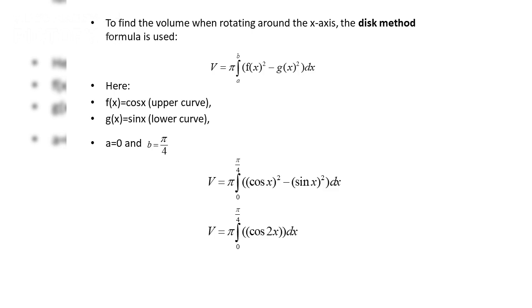To find the volume when rotating around the x-axis, we use the disk method formula, which is given by pi times the integral from a to b of the square of the upper curve minus the square of the lower curve. Here, f(x) equals cos x and g(x) equals sin x, with limits from 0 to pi/4. Use the trigonometric formula of cos 2x in the volume integration.